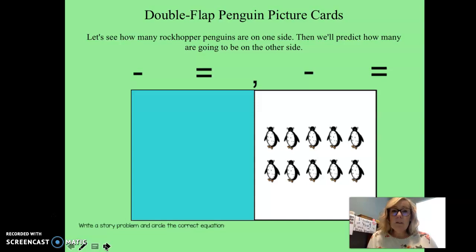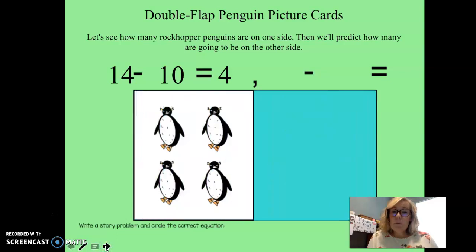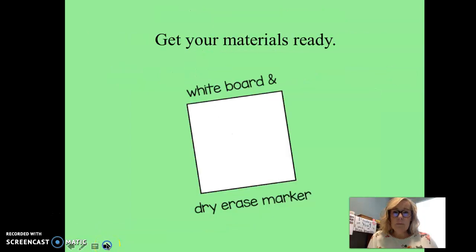Let's make our subtraction equations. I have 10, so 14 minus 10 equals, what's the answer? 4, of course. 14 minus 4 equals 10. This is what we call a fact family.